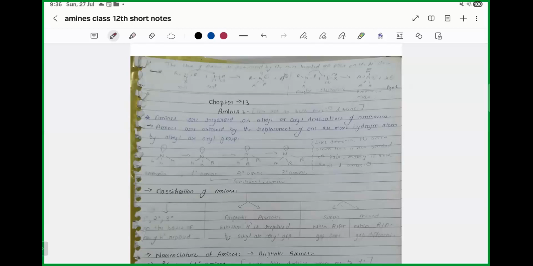We talked about their properties, such as physical properties and boiling properties. What else did we do? Then we prepared something, then we reacted it with something else to prepare something else, like the chemical reaction part. So we are going to follow a similar trend here. So let's start with our today's chapter, which is amines.